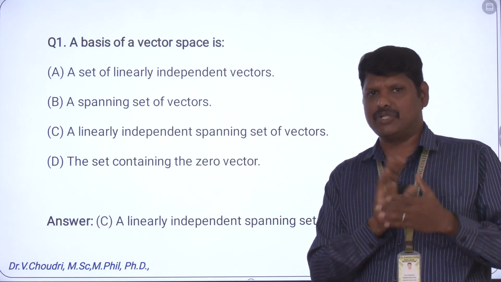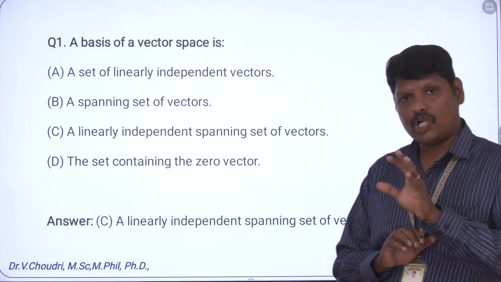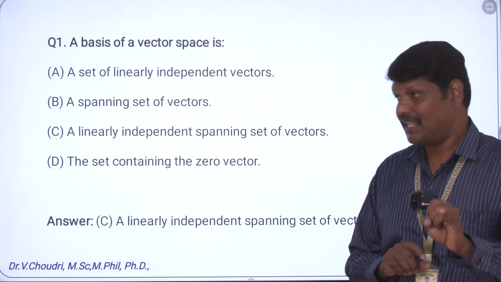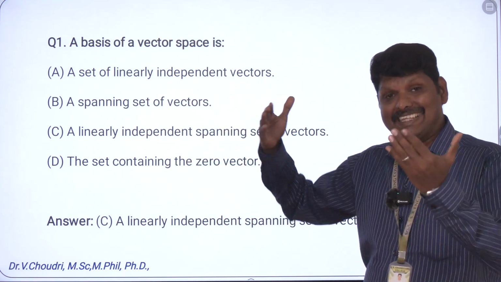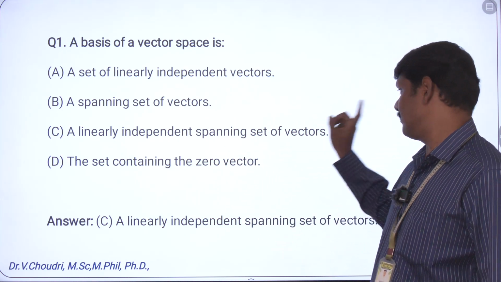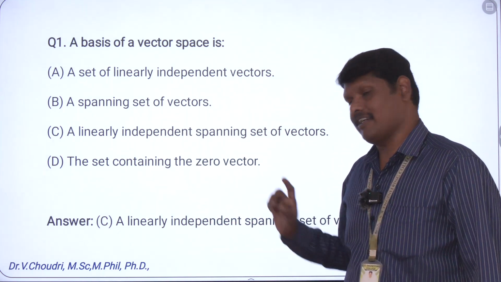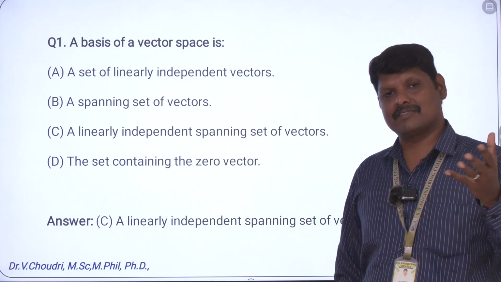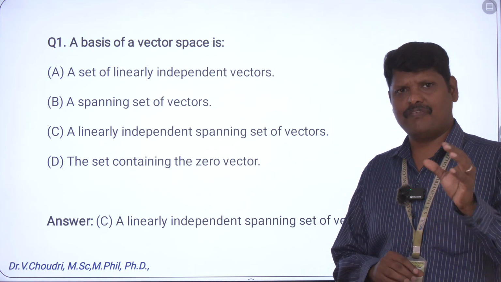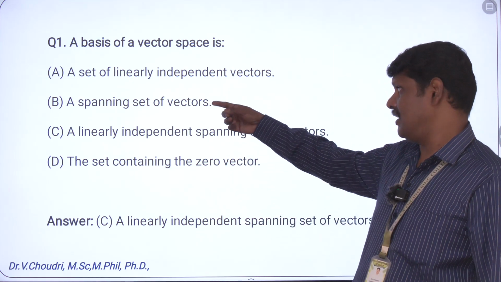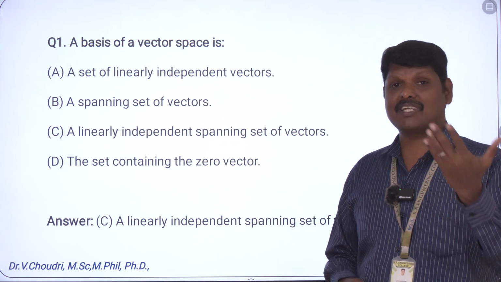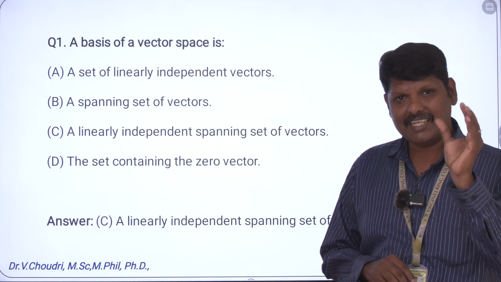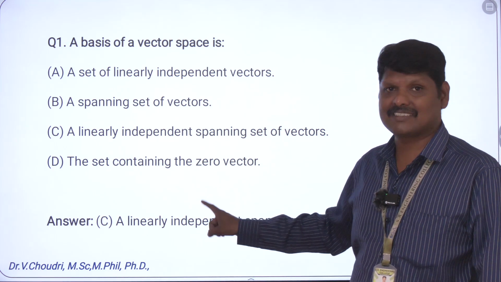But which one is absolutely true? Think about that. Not only linearly independent, not only spanning. It should be a linearly independent set that spans the vector space. So C is the correct option. Sometimes when the questions are in the GATE examination, you feel that the first one is correct or the second one is correct, and you may get some confusion. So try to understand the clear concept, then only you can select the answer correctly.